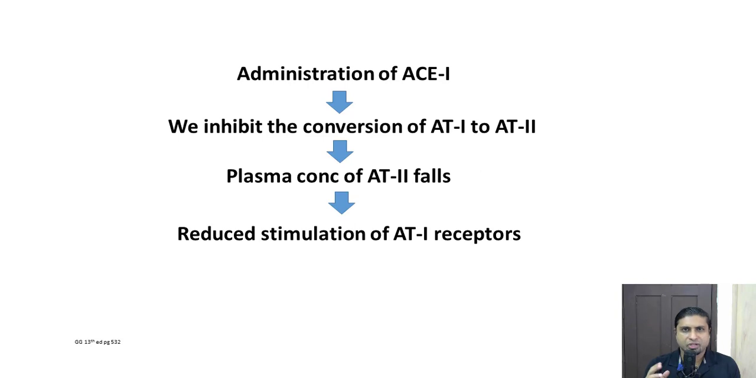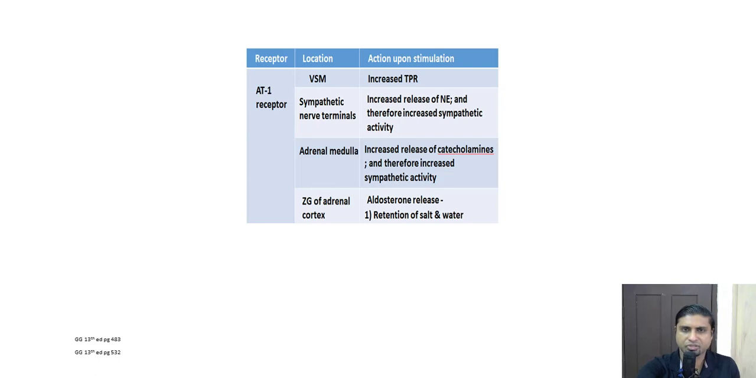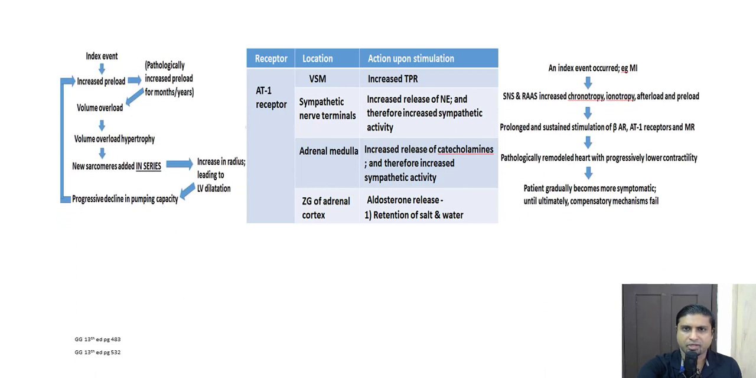Now, let us try to put together everything that we had discussed in the previous discussions and try to understand how an ACE inhibitor works in heart failure. We discussed the AT1 receptors, where they are located and what happens when these receptors are stimulated. We discussed this in detail. We also discussed the pathophysiology of heart failure. We discussed how an increase in radius or left ventricular dilation led to a progressive decline in the pumping capacity of the heart with the help of the law of Laplace.